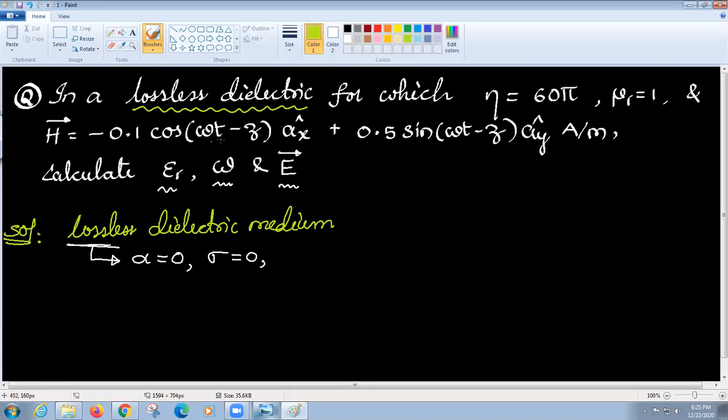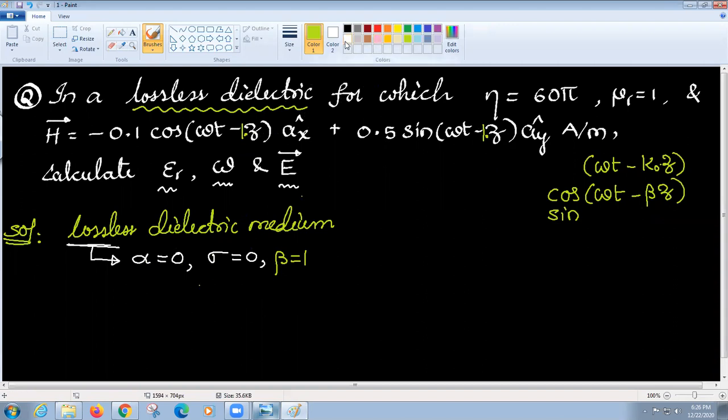Compare with the general form cos omega t minus beta z, cos or sine, doesn't matter. Or you could take the argument as omega t minus wave number k naught z. Anything is okay in free space. Now in the coefficient you have 1, so that means beta must be 1. Phase constant beta equal to 1. Attenuation constant for lossless is 0, and conductivity in the case of lossless dielectric medium is again 0.